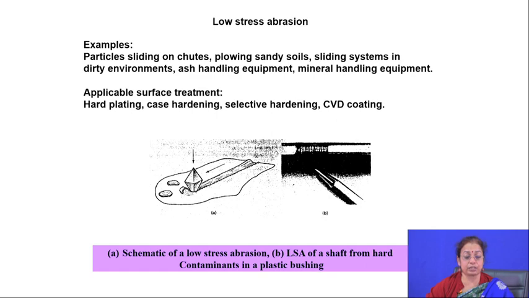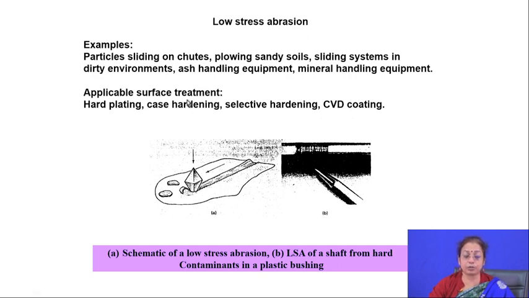to a large extent. So, you have to think of the preventive measure, the way by which you can minimize this kind of wear. So, what is the thumb rule? You basically apply a thin coating which is hard enough to reduce the abrasive wear phenomena. You can go for hard plating, case hardening, selective hardening, CVD coating. All these techniques you can apply to have a thin hard layer on the surface, and when there is a very thin hard layer on the surface, there is no wear from the surface.